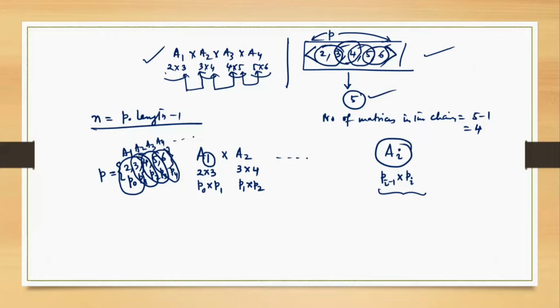So now let us consider one problem, and let us go for the brief solution of the problem. First of all, let us consider one problem, A1 into A2 into A3 into A4. We have 4 matrices with a very simple dimension: 2 cross 3, 3 cross 4, 4 cross 5, 5 cross 6. So this is P0, this is P1, this is P1, this is P2, this is P2, this is P3, this is P3, this is P4.